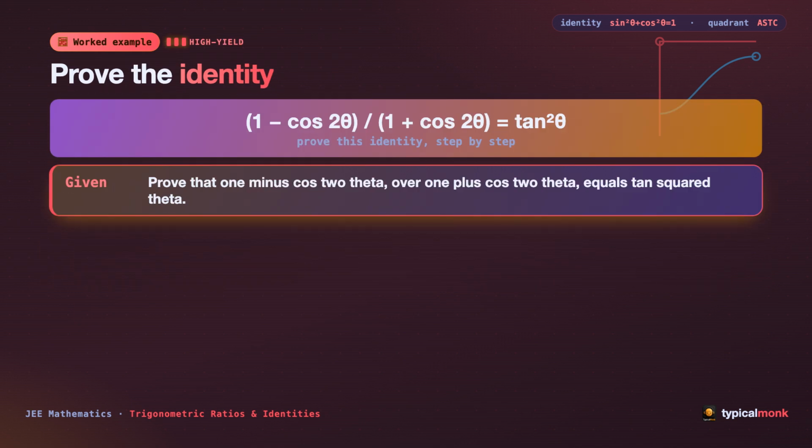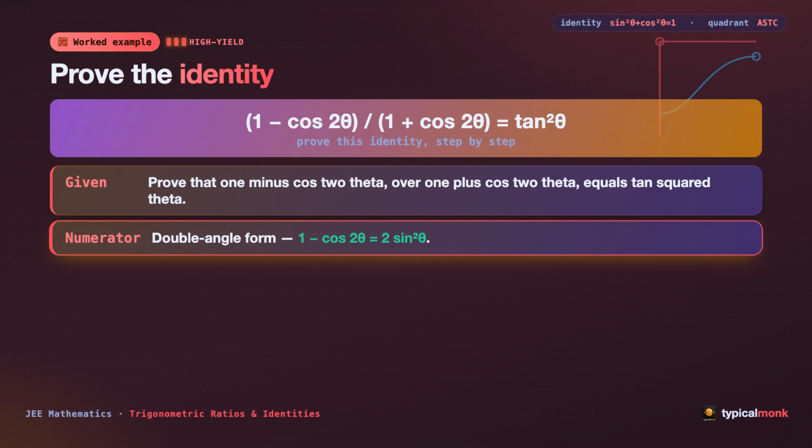Time to prove a full identity together slowly, the monk's way. Prove that (1 minus cosine 2 theta) divided by (1 plus cosine 2 theta) equals tangent squared theta. Step 1. Write down exactly what must be proved. (1 minus cosine 2 theta) over (1 plus cosine 2 theta) should simplify to tangent squared theta.